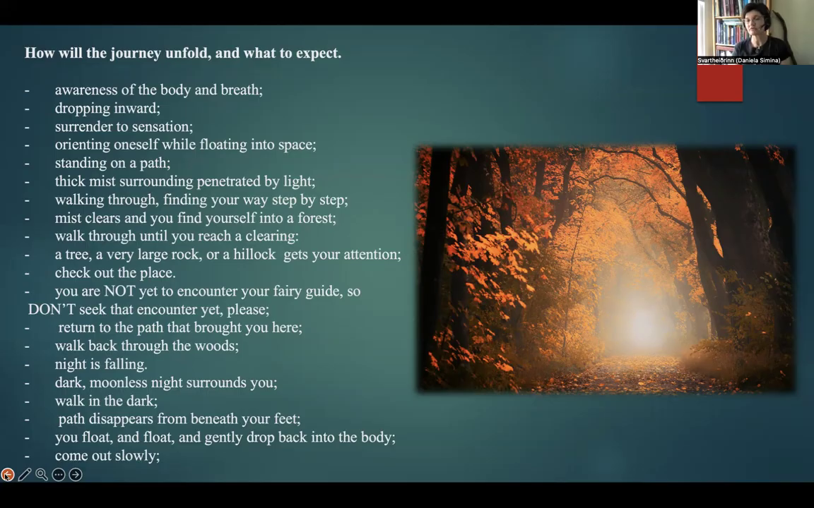Express gratitude for whatever you have received until now. Ask for permission to return. And ask if there is any gift your fairy guide would like to receive from you. It could be a one-time gift, like an offering of sorts.